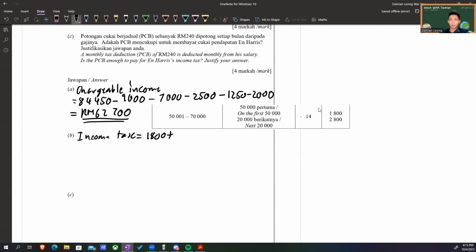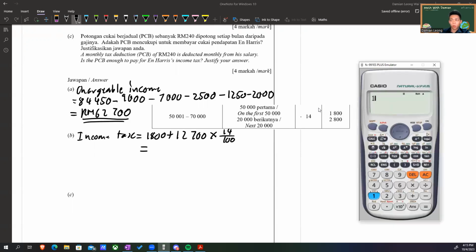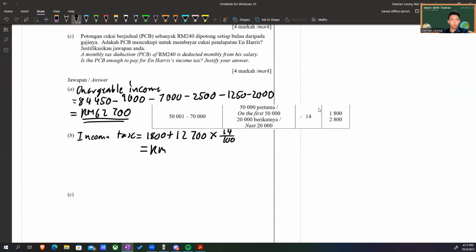Then plus the rest of it at 14%. So minus 50,000 is 12,700. I times 14% of that. Yeah. So 1,800 plus 1,270 times 14%. So it would be 3,578.